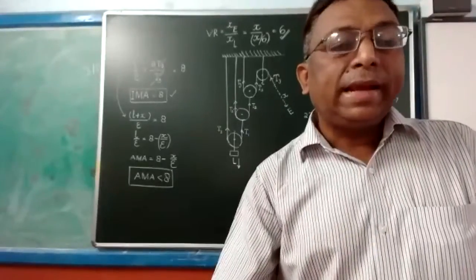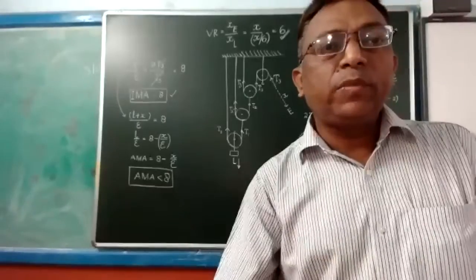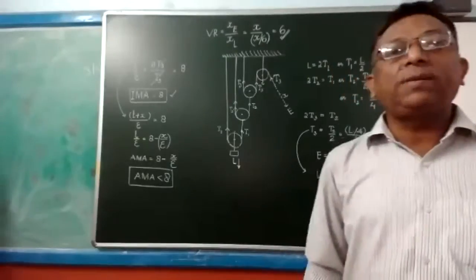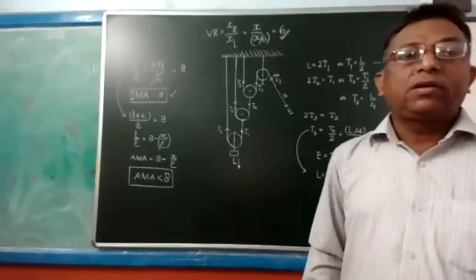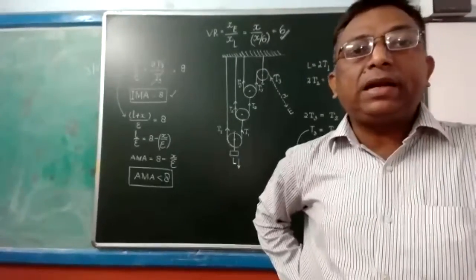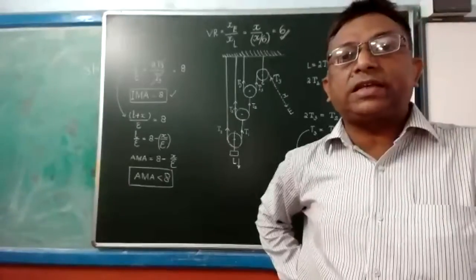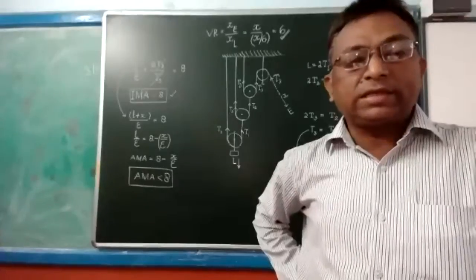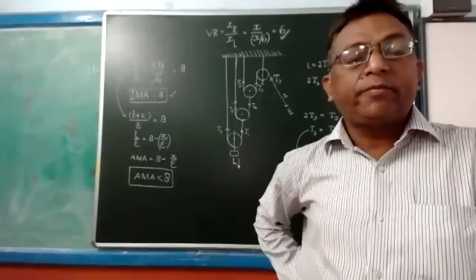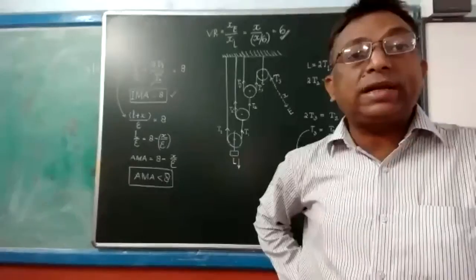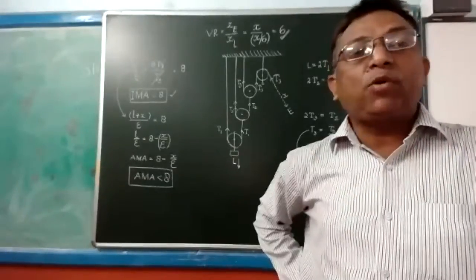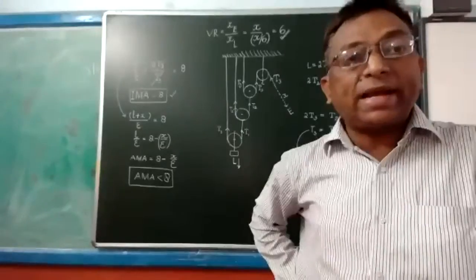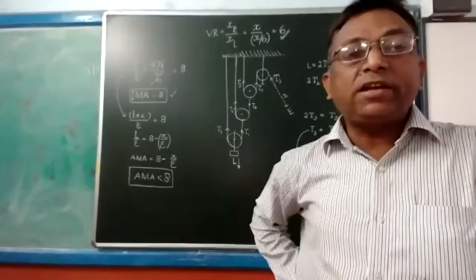In a single mobile pulley system, which has a single fixed pulley and one mobile pulley, effort is being applied through a small distance x. Then the load gets displaced in the upward direction through a distance of x/2. Why is it so?